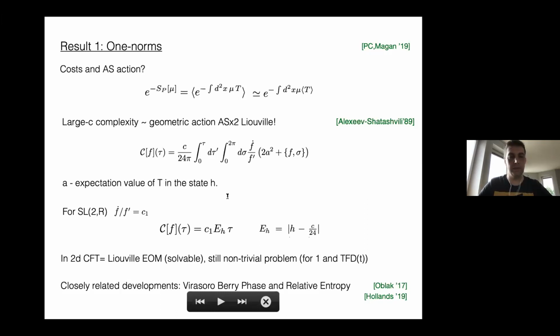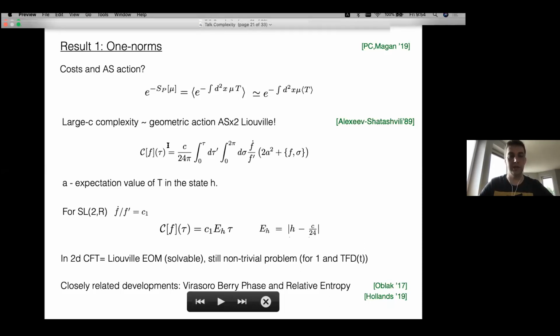This is not important. But already from this action, you can see that if we consider some SL(2,R) transformations, so basically when the Schwarzian vanishes and F dot over F prime is equal to a constant, as in this case, then this complexity functional gives you a linear growth with the time tau, proportional to the expectation value of the energy. This was one rough argument, and this is why it was interesting to look at.